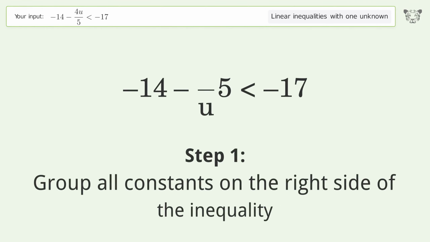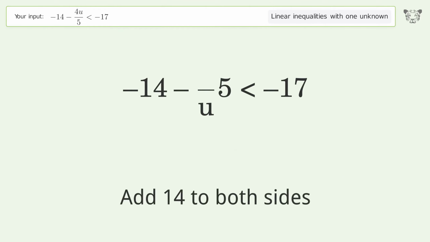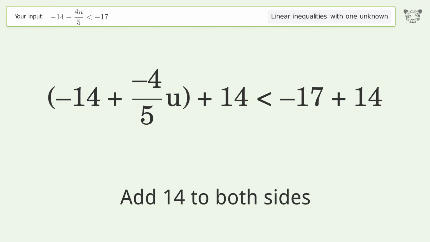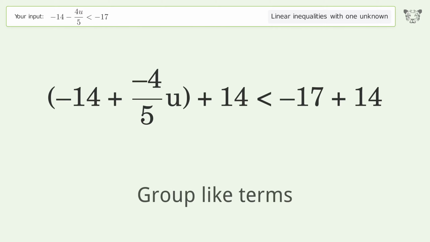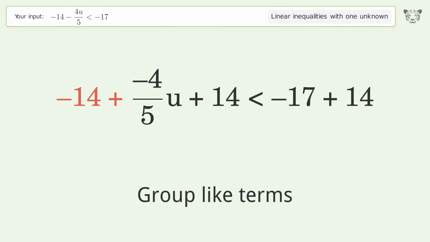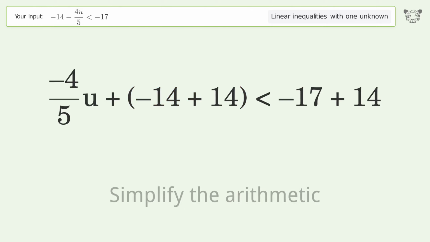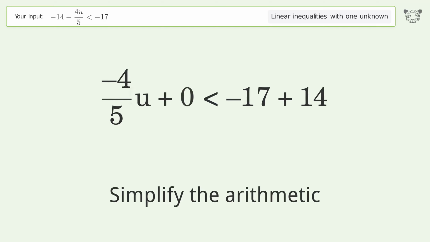Group all constants on the right side of the inequality. Add 14 to both sides. Group like terms. Simplify the arithmetic.